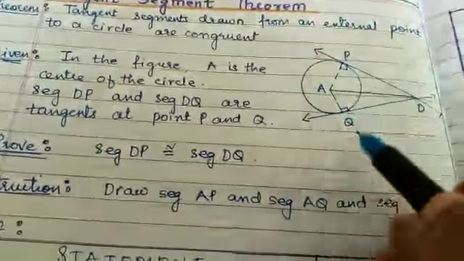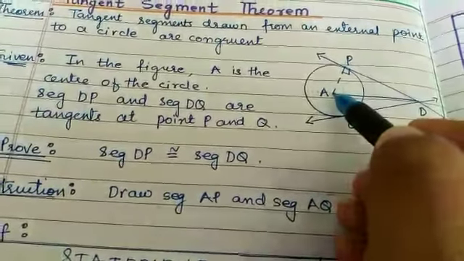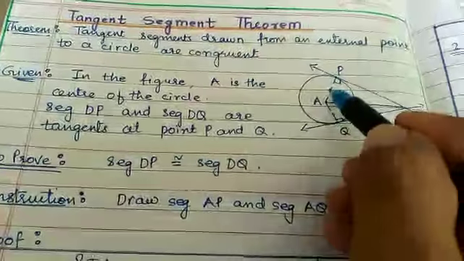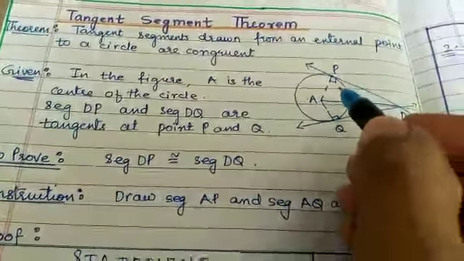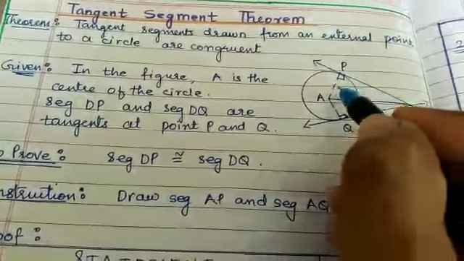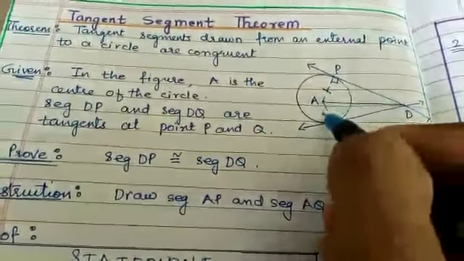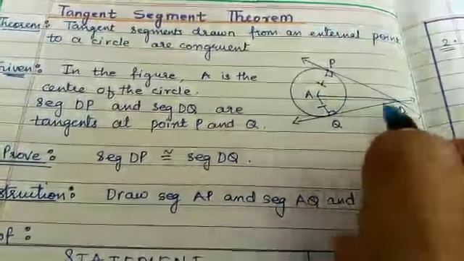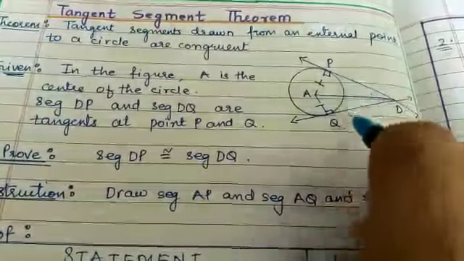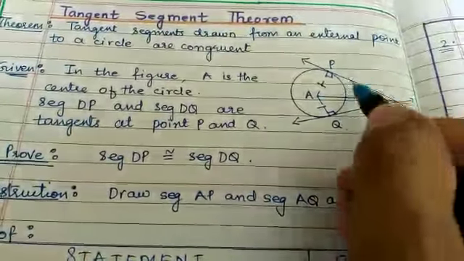Now here you can see, students, A is the center of circle. Therefore I can say that AP is radius and AQ is also radius. Okay, and we know that radius of the same circle are congruent. So I can say that AP and AQ are congruent. Okay students, and AD is common to both the triangles. Segment AD is common to both the triangles.